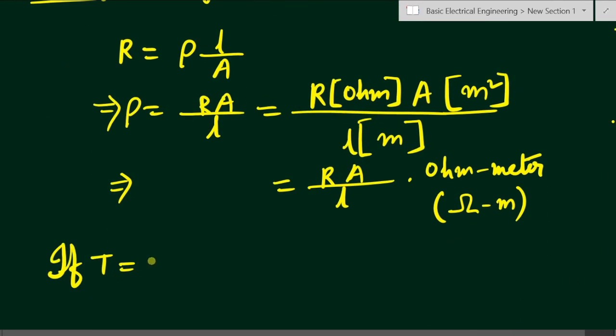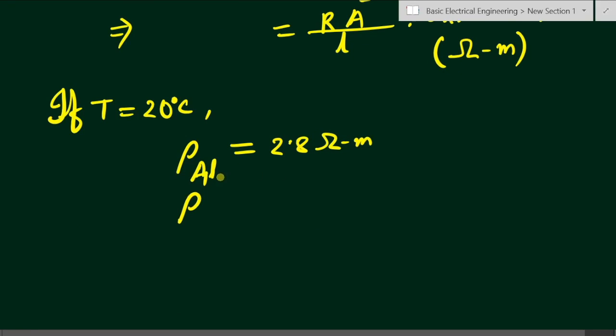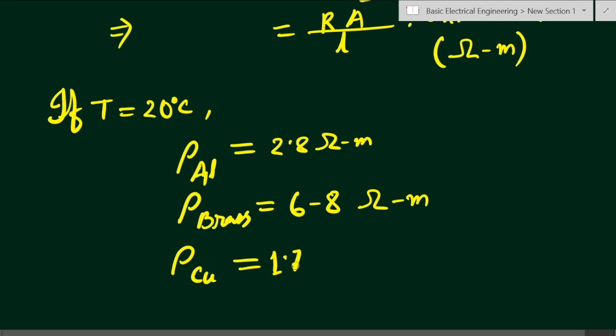If the temperature is equal to 20 degrees Celsius, for rho of aluminum, that is, if the material is aluminum, the resistivity of aluminum will be 2.8 ohm meter. Again we have the resistivity of, suppose, brass. This is another material. It varies between 6 and 8 ohm meter. If we want to see the resistivity of the most widely used material, that is copper, it is 1.72 ohm meter. This is annealed copper.